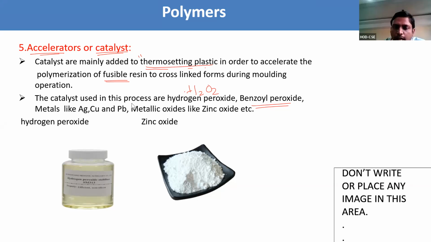Next, stabilizers. They are added to molding components to improve the thermal stability of plastic during the processing. There are two kinds of stabilizers.